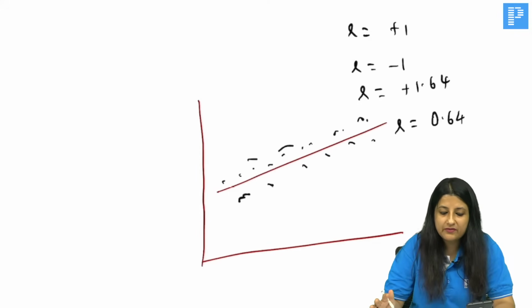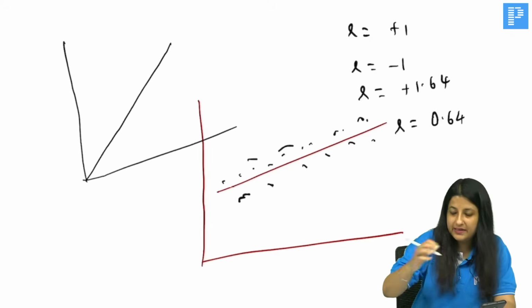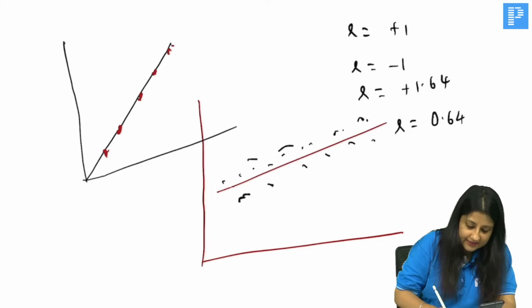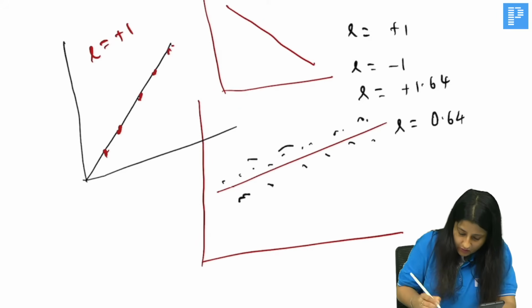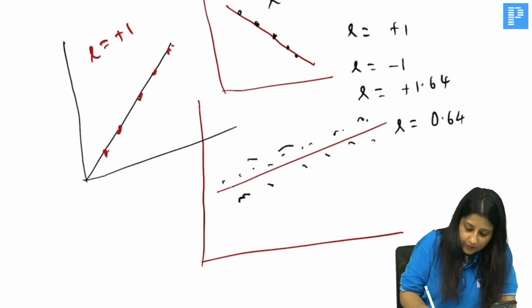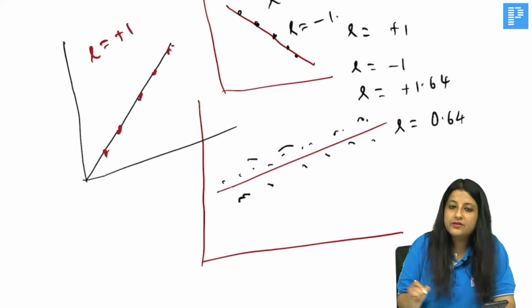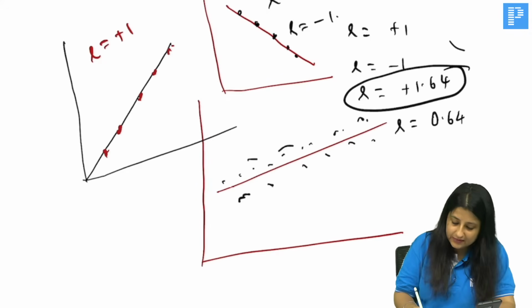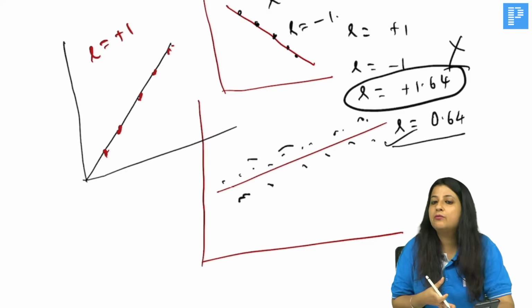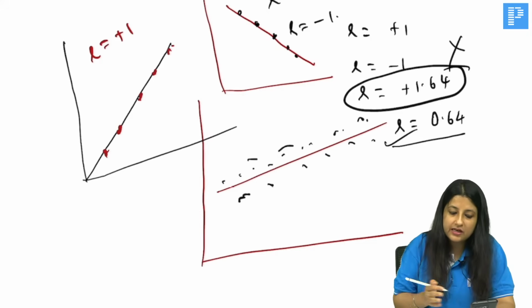Just an example I'm giving you. Something like this turns up in the exam. So what is it that you're going to mark over here? What will you mark, guys? देखो, for +1 it has to be completely straight and all the dots should be on this line. This is perfectly positive. The other one, if you have this one, all the dots should be here. This is r is equal to -1, perfectly negative. Now, can I ever get the value of +1.64? It can never be more than +1. So, this is wrong. So, the nearest value that I will be getting is a moderate positive correlation, which is 0.64. Weak correlation क्या होता है?